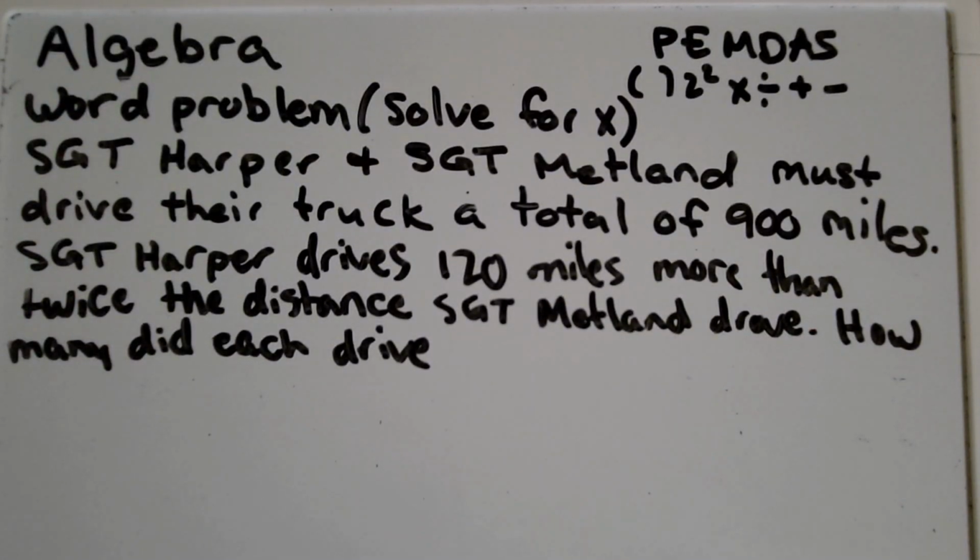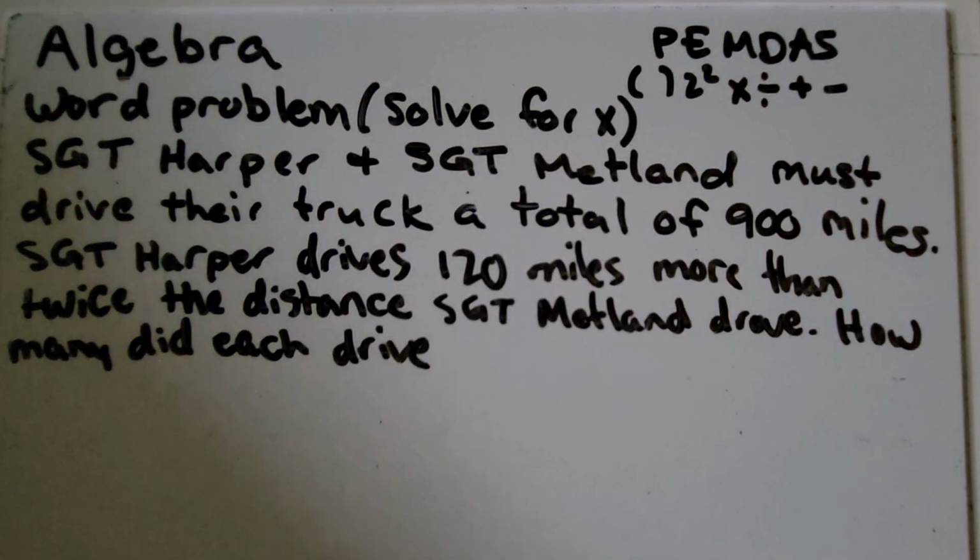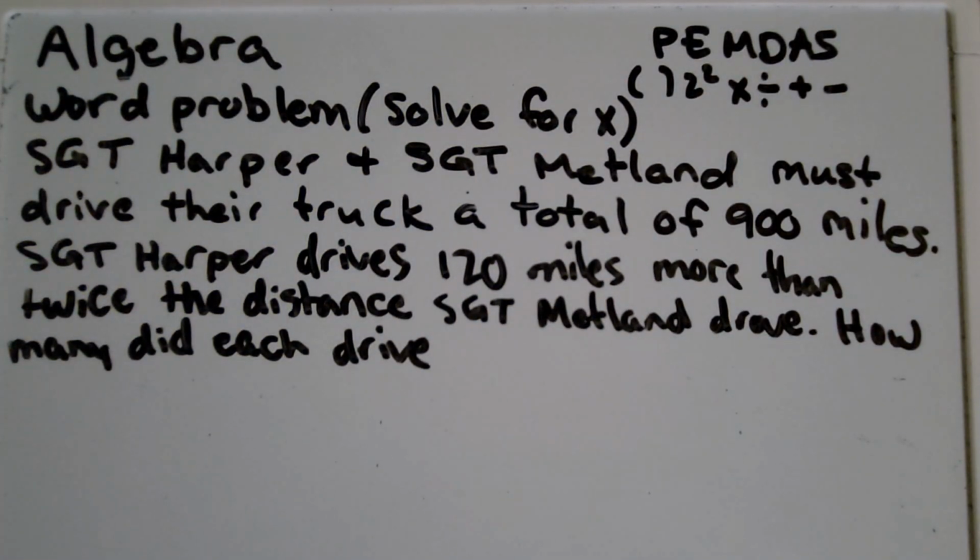Today we're going to be doing some algebra. We're going to do the word problem for solving for x. It's a little different from just normal solving for x. And as you can see, I left the PEMDAS, right? Because remember, there's an order of operations. We're going to be doing it the opposite because we're working with solving for x. With that being the case, let's go ahead and start.